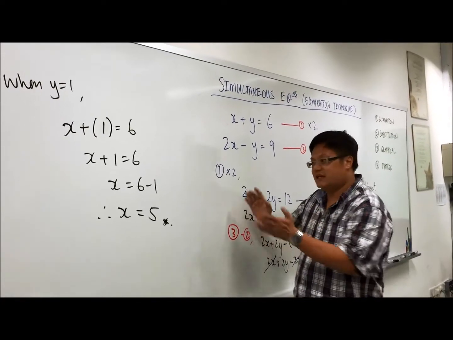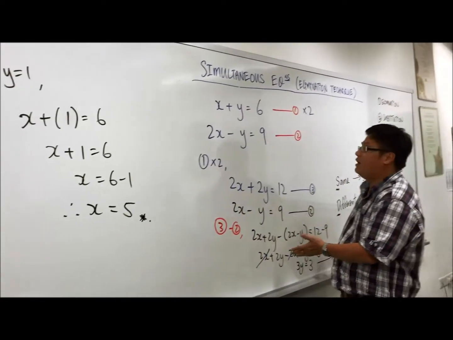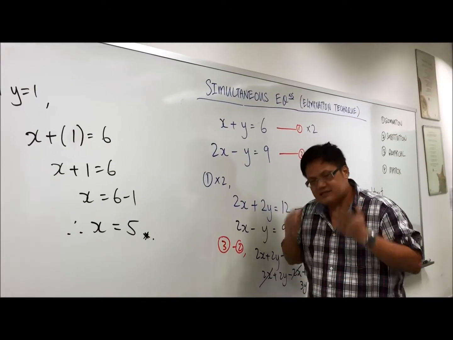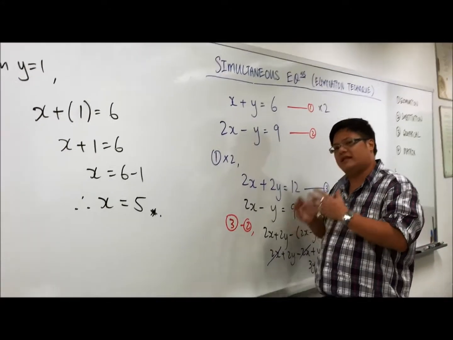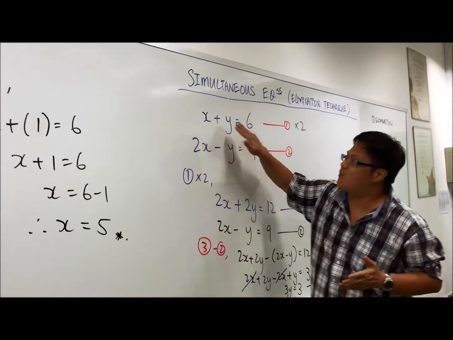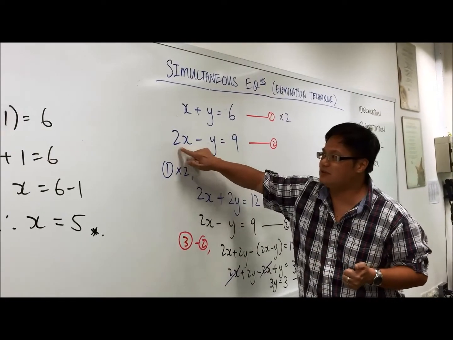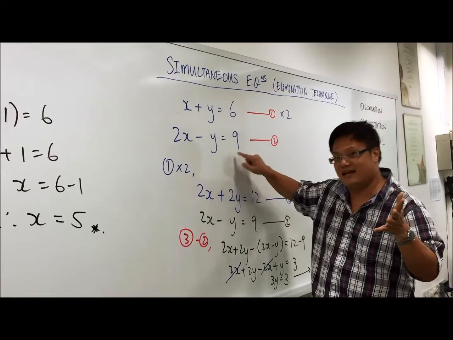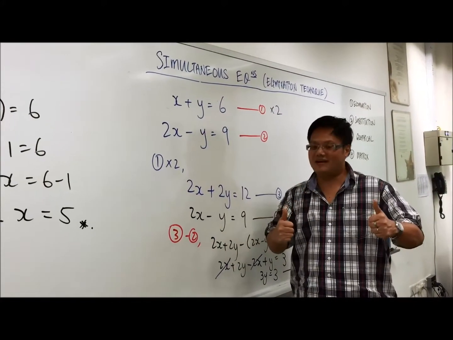All we have to do is take the values of x and y. The value of x is 5, the value of y is 1. We substitute them into both equations to check whether we are correct. Does x equals 5, y equals 1 really satisfy both equations? Let's check. 5 plus 1 is 6. Very good. Let's check the next one. 2 times 5 is 10. 10 minus 1, y is 1, is 9. So there you go. We have just checked and we are correct.